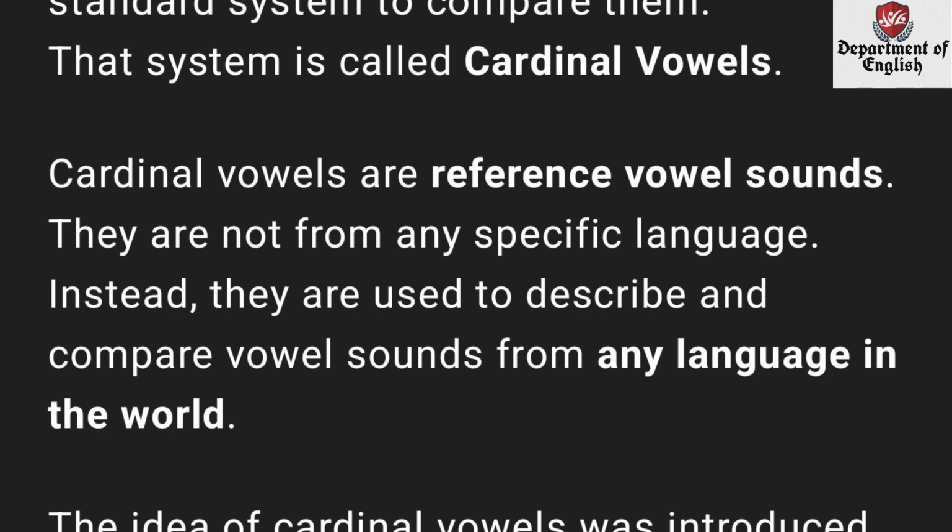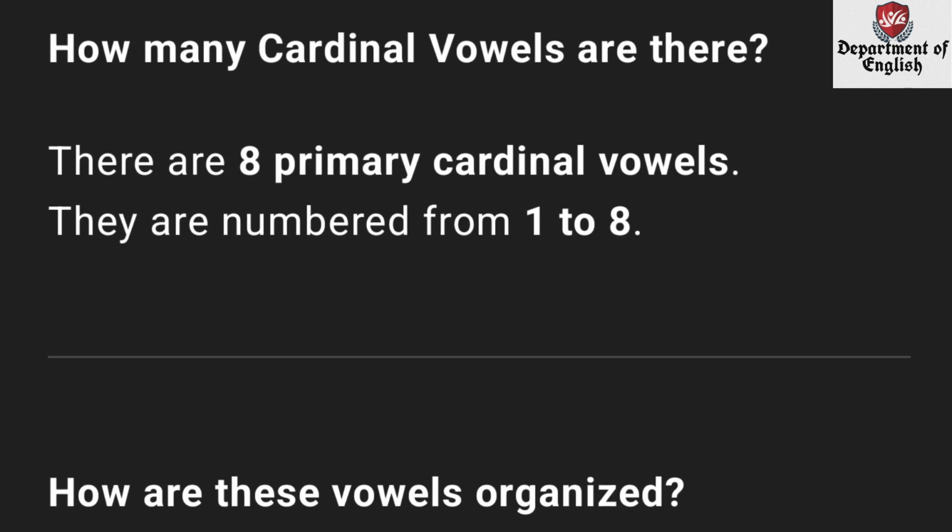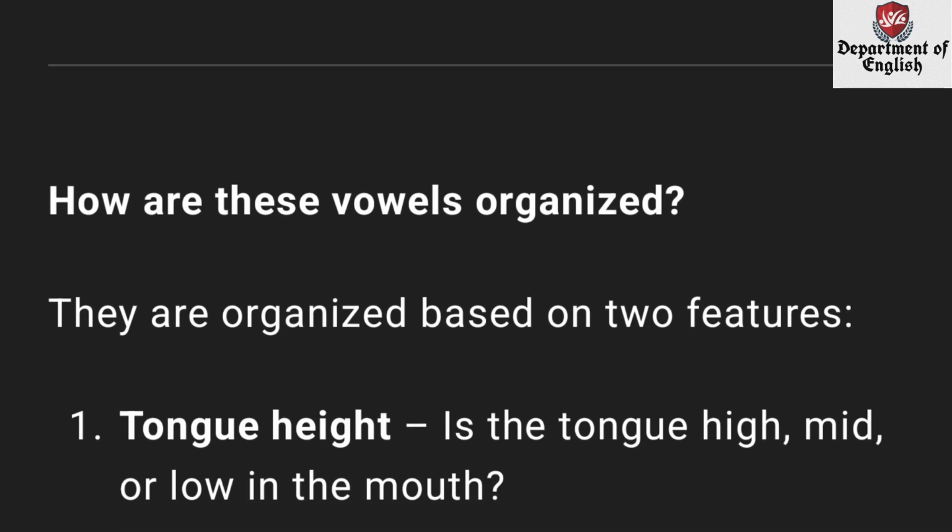They are not from any specific language. Instead, they are used to describe and compare vowel sounds from any language in the world. The idea of cardinal vowels was introduced by Daniel Jones, a famous British phonetician. How many cardinal vowels are there? There are 8 primary cardinal vowels. They are numbered from 1 to 8.